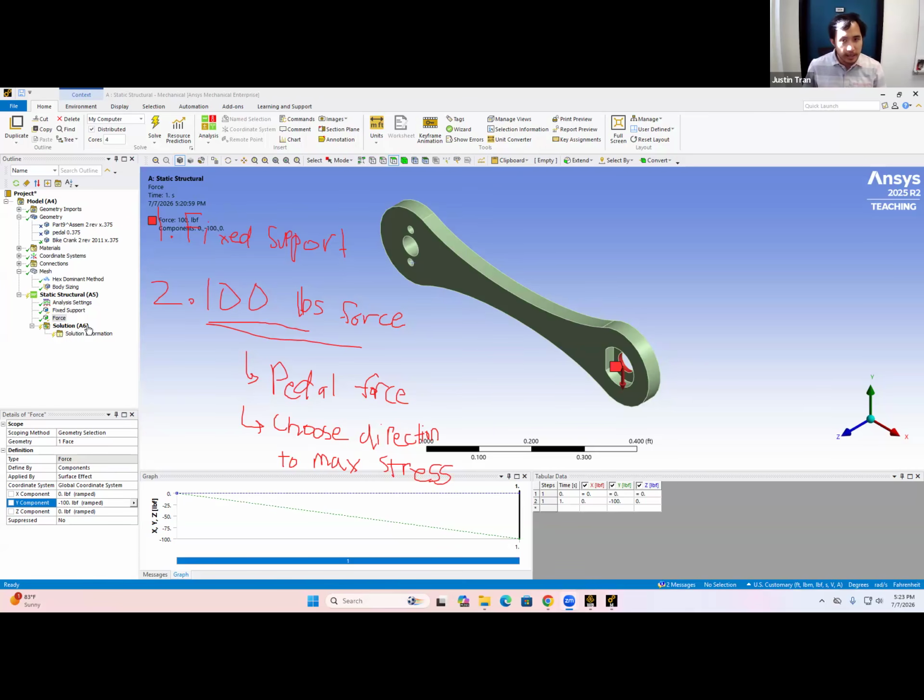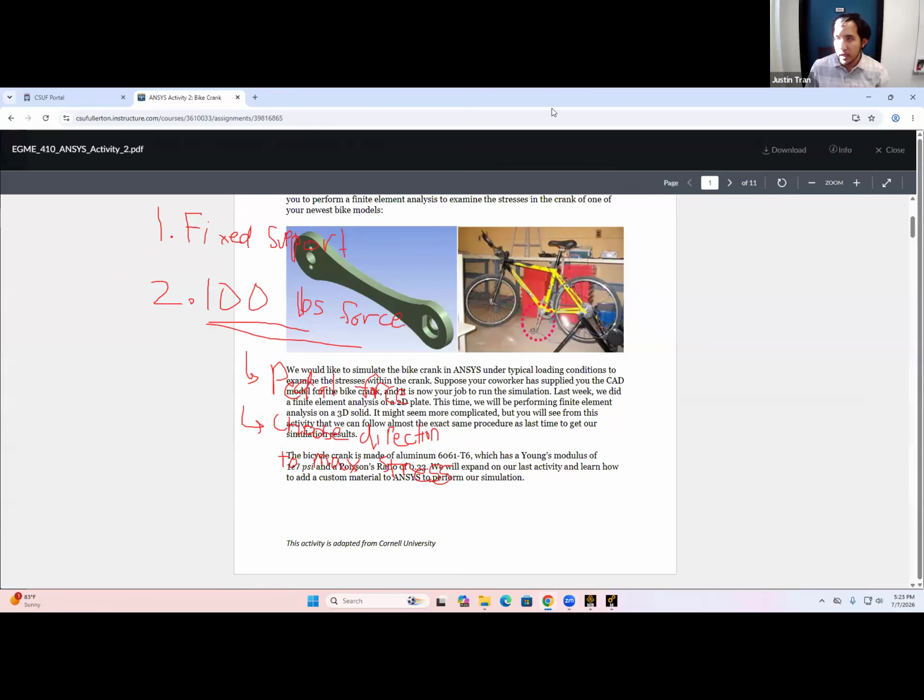Okay. All right. And so that's about it. And so we're just about ready to look at our results. Okay. And so if you look back at the project specifications here, let me go ahead and clear my doodles.